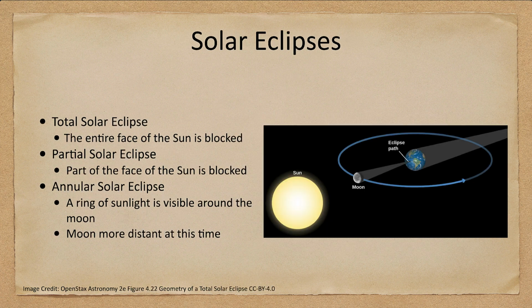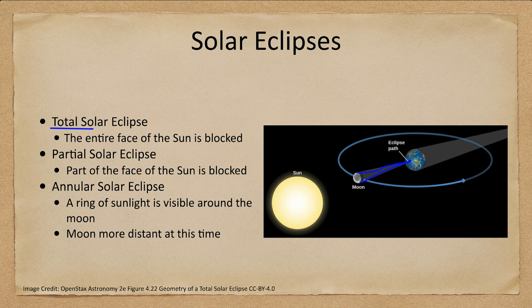Let's start off with a solar eclipse. In a total solar eclipse, the entire face of the sun is blocked. Here is the geometry of a solar eclipse. We have the sun, the moon in between, and the Earth here. The moon then casts a shadow on Earth. Because the moon is small, it's a very small shadow and does not cover the entire Earth, but comes almost to a point here. That point would be the area where you would get a total eclipse, where you would see the sun completely blocked.